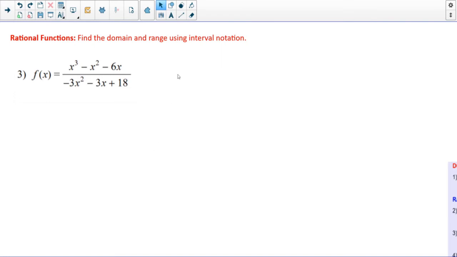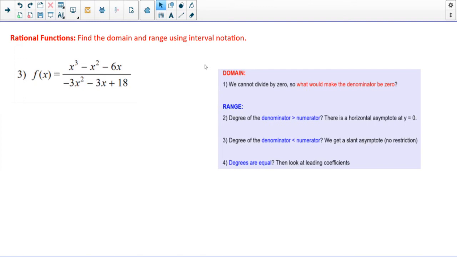Let's start again by finding the range of this large fraction. The first thing that I notice here, this is x to the third, and this is x to the second. So the degree of the top is 3, which is greater than the degree of the bottom, which is 2. So let's go back over and just look at which rule we want to use for this one. So the degree of the denominator is less than the numerator, right? This was a 2, this was a 3.